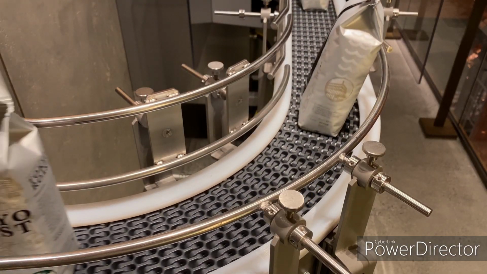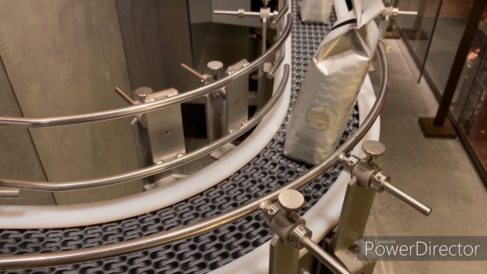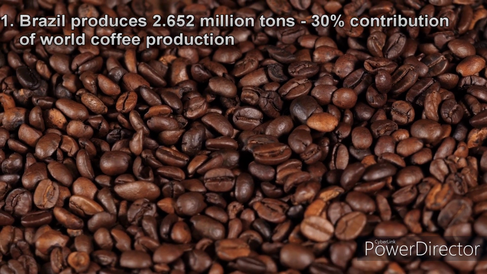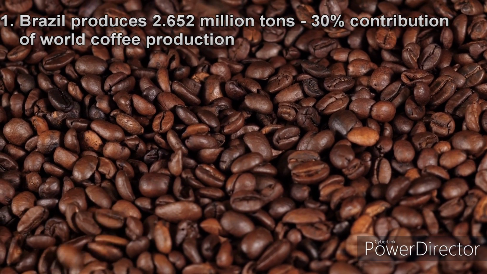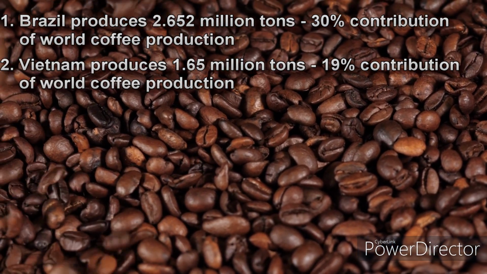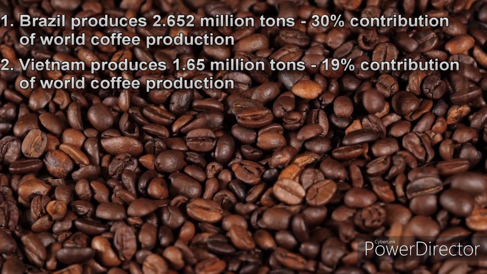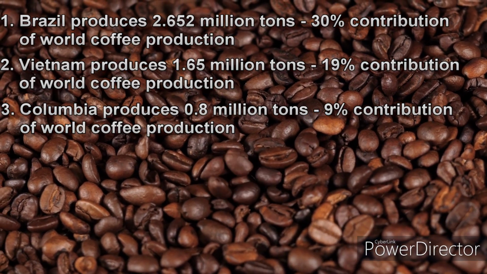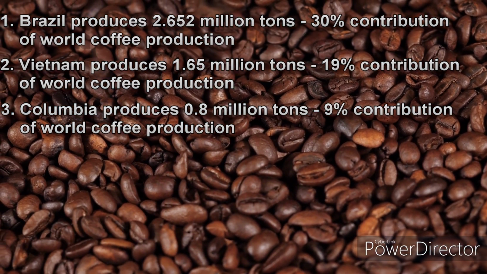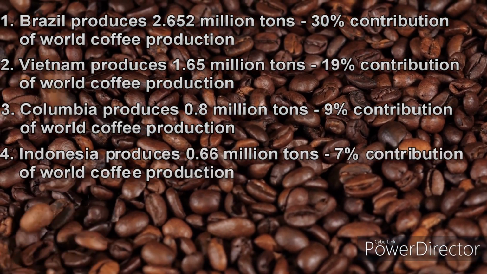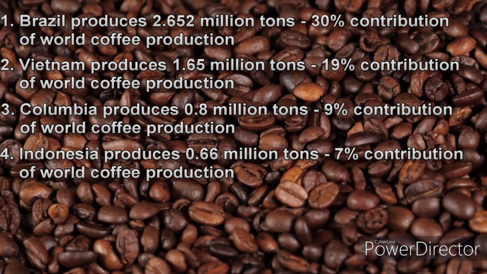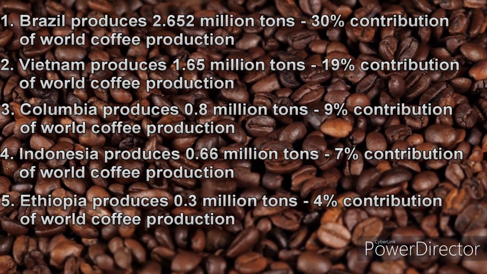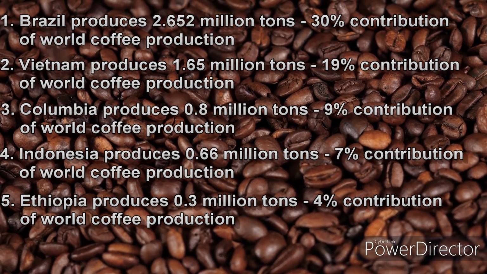The top 5 coffee-producing countries as of today are as follows. Brazil produces 2.652 million tons, contributing to 30% of total world coffee production. Vietnam produces 1.65 million tons, contributing to 19% of total world coffee production. Colombia produces 0.8 million tons, contributing to 9% of total world coffee production. Indonesia produces 0.66 million tons, contributing to 7% of total world production. And at number 5, Ethiopia produces 0.3 million tons, contributing to 4% of total world coffee production.